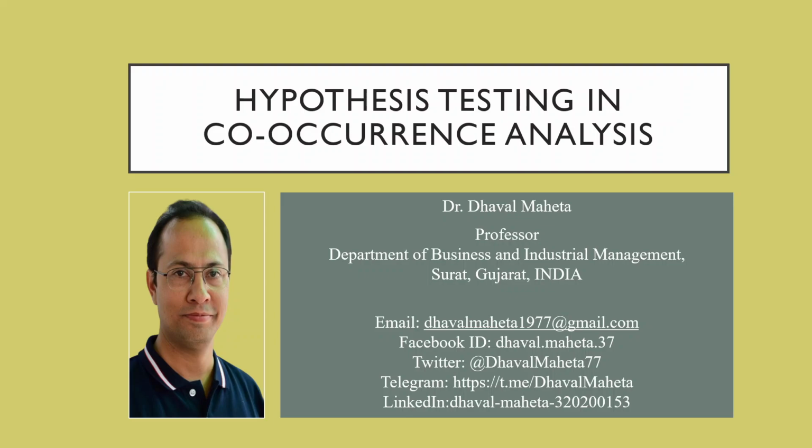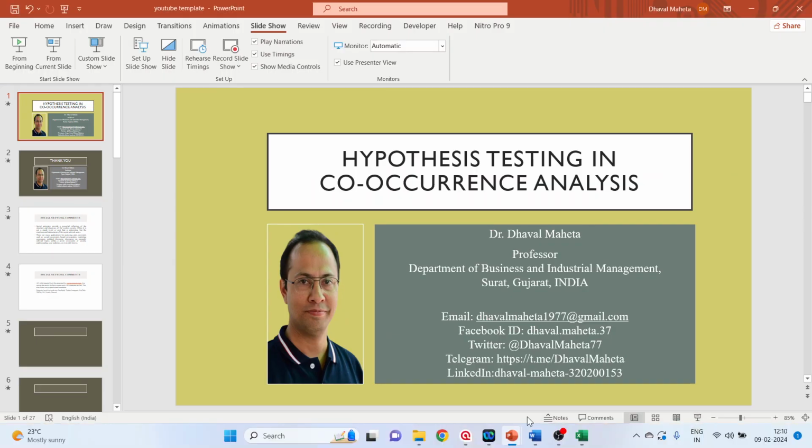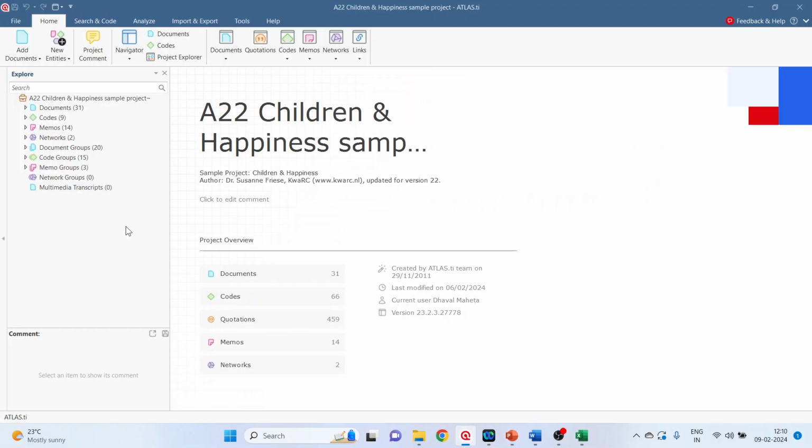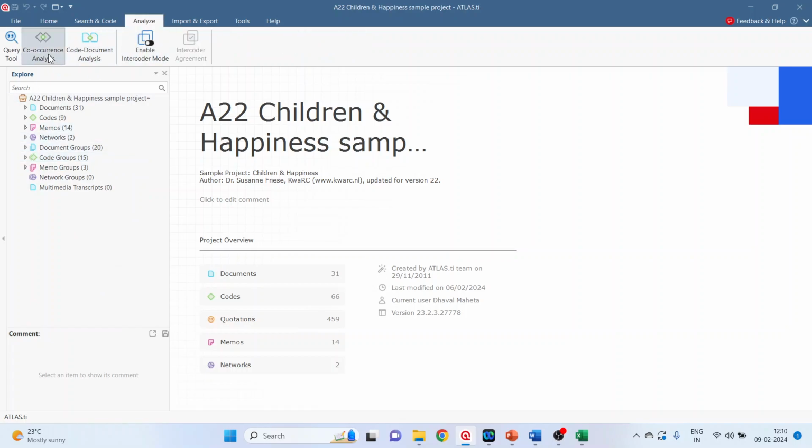This is Dr. Dhaval Maheta, and today we'll understand how to do the hypothesis testing in qualitative data. So for this, we'll go in Atlas.ti. After coding the qualitative data, codes are generated, document groups are generated, code groups are generated. To run the co-occurrence analysis between the codes, we'll go and analyze co-occurrence.